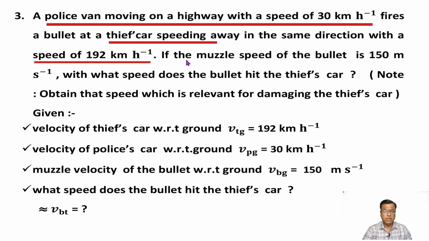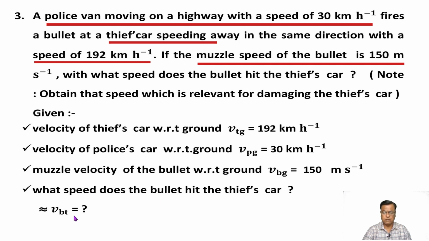If the muzzle speed of the bullet is 150 meter per second, इसका मतलब है कि when the bullet is fired from the stationary gun, the speed of the bullet is 150 meter per second. Muzzle velocity of the bullet with respect to ground, VBG, equals 150 meter per second. With what speed does the bullet hit the thief's car? So, speed of bullet with respect to thief car, VBT.